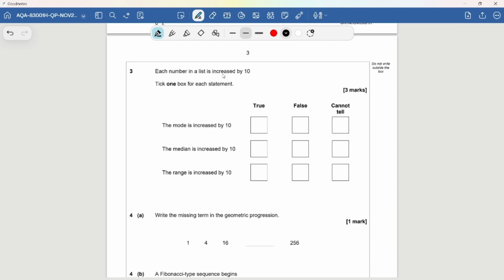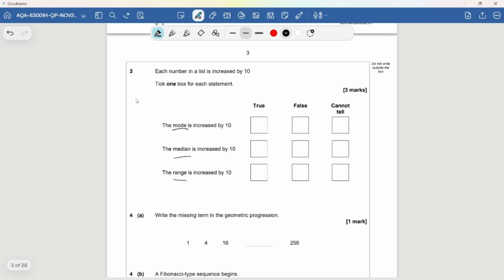Each number in a list is increased by 10. Tick one box for each statement. Well, we don't have any list or data given to us, but it just says that every number in the list is increased by 10. Now, what effect will this have on the mode, median, and the range of the data? So, will they also be increased by 10 or not? We have to figure that out.